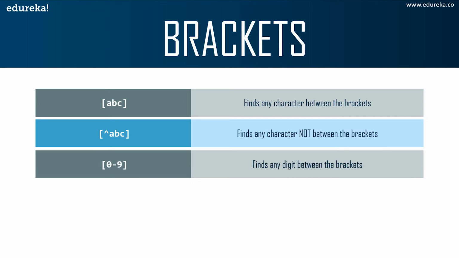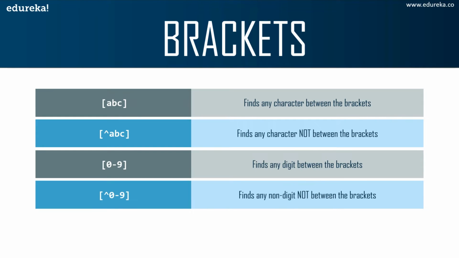Then next up, we have the digits 0 to 9. This expression inside the square brackets finds any digit between the brackets. Suppose you're looking for the number 2 in a particular string, you just have to write 2 inside the square brackets and it will give you the result, whether it's present in your string or not. And next up is the caret symbol with the digits. This means that any other value in your string will be displayed apart from the character that you have mentioned inside the brackets. So it finds any non-digit that is not present between the brackets.